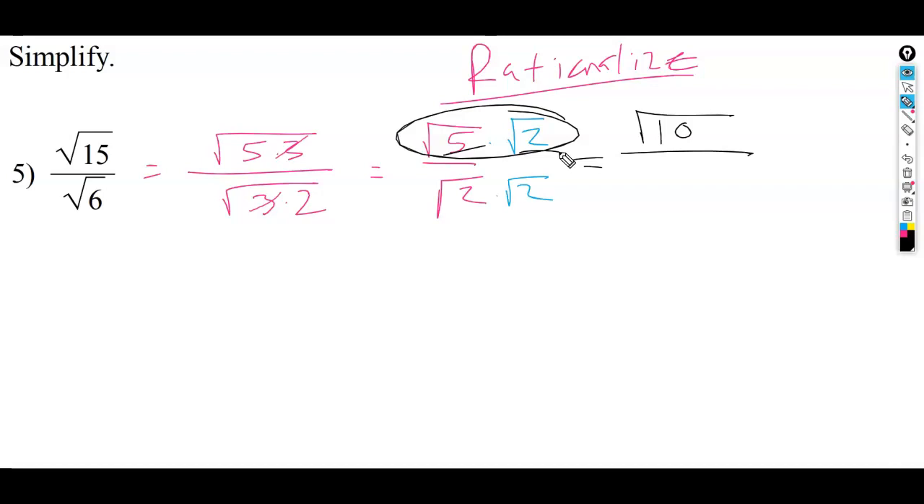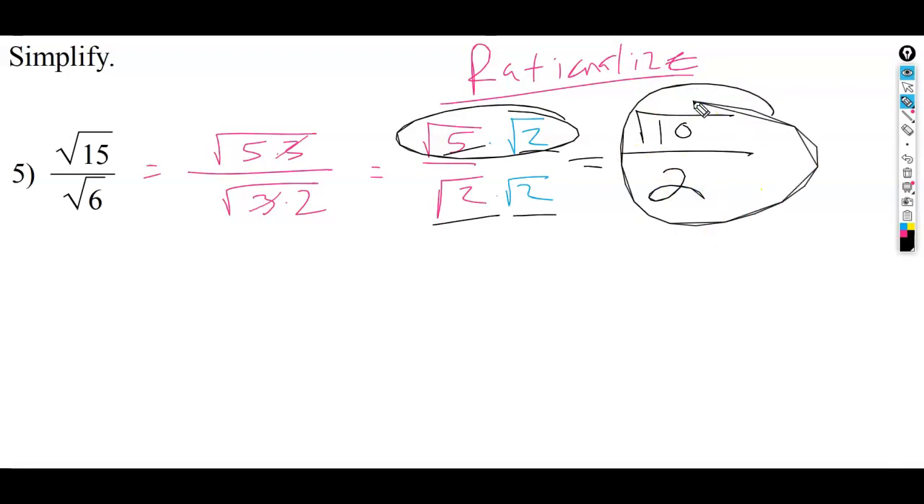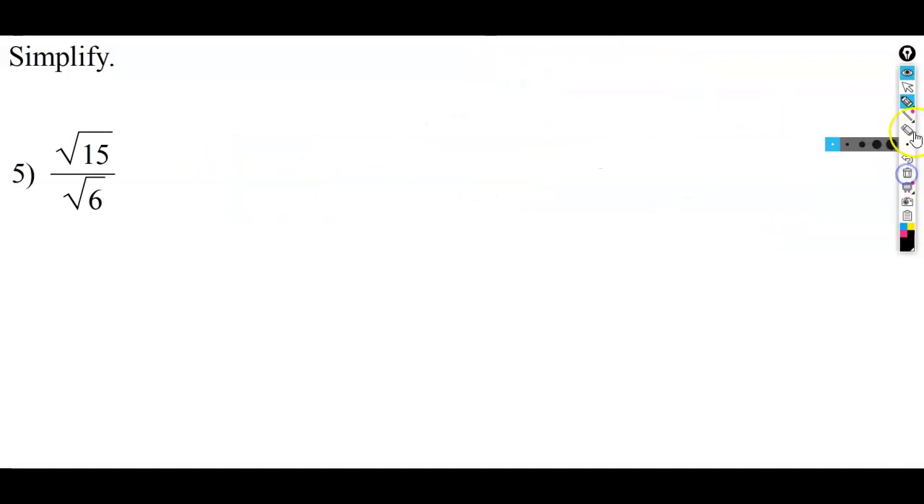Now in this case, the long way to go about it is to say, okay, well the square root of 2 times the square root of 2 is the square root of 4, and then that's 2. The other way is anytime you multiply a square root by itself, you just get the number. And there's our final answer. Okay? So that is how you rationalize square roots.